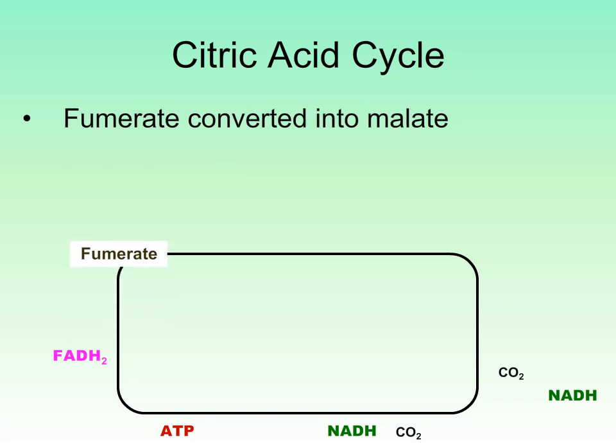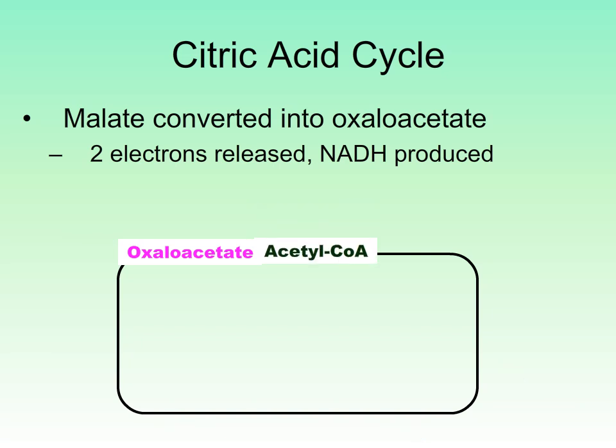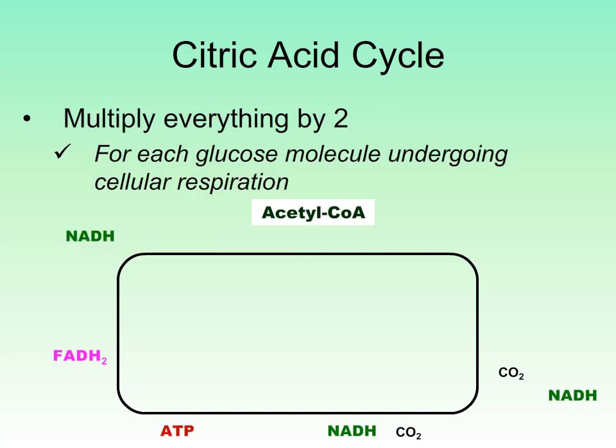Fumarate rearranges and is converted into malate. Malate loses electrons, reducing NAD to NADH, and is converted into oxaloacetate. And once oxaloacetate is reformed, it can combine with a molecule of acetyl-CoA. And the citric acid cycle begins another turn. Remember, in reality, 2 acetyl-CoA molecules enter the cycle for every glucose molecule undergoing cellular respiration. So everything in the cycle needs to be multiplied by 2.